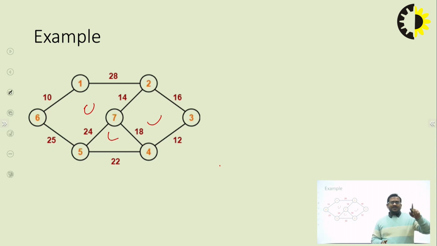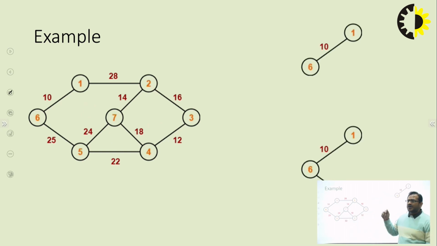Okay, so you can see there are some weighted edges, and what is the minimum edge? The minimum edge is this one, 10. So initially I am selecting this one. So you can see I am selecting this edge, 1 to 6, right?